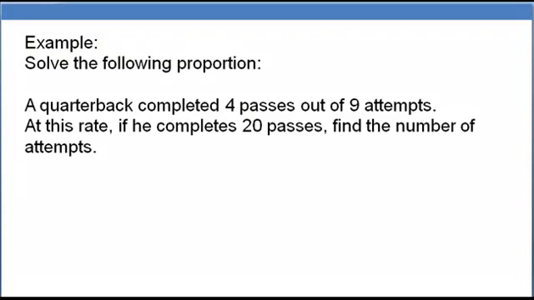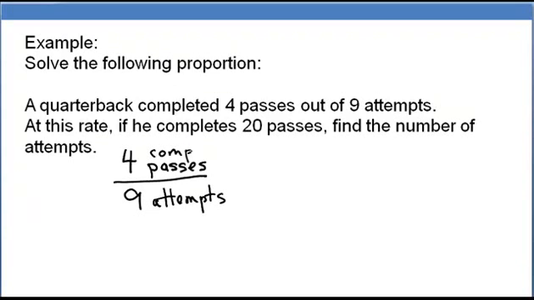For our next example, a quarterback completed 4 passes out of 9 attempts. At this rate, if he completes 20 passes, find the number of attempts. So we'll write our first ratio, 4 passes, and this was completed, I should have said, out of 9 attempts. So completed. And on the other side, I want completed passes on the numerator to match, and the denominator will be attempts.